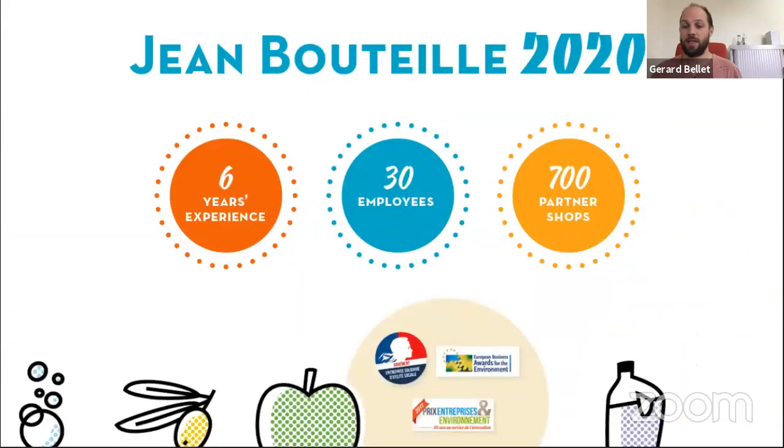So today, Jean Bouteille is 6 years old. We are 30 employees, and more than 700 shops are equipped with our corners. And we have around 100 different liquid products that we sell, liquid products and bottles and accessories. We have glass bottles of 50, 75 centiliters, 1 liter. We have plastic bottles for 1 liter, 50 centiliter, and 2 liter, for laundry product, for example. And we also have small jars, small pots. I don't know how you say it in English anymore.